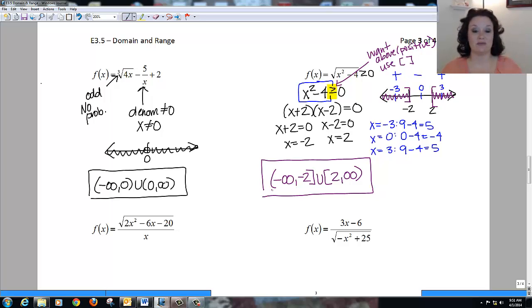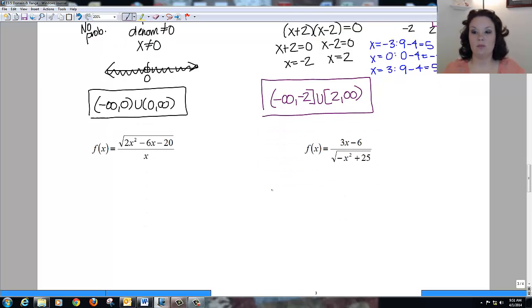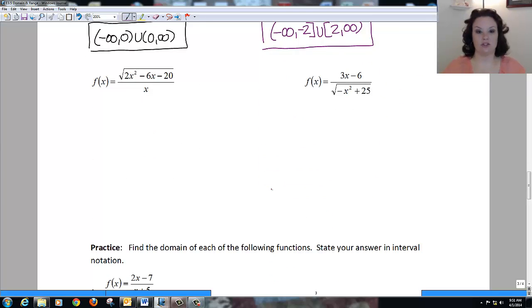If you just have x to the first power, you don't have to go through all this. Okay, let's look at a couple more, and then I'll have y'all try some.